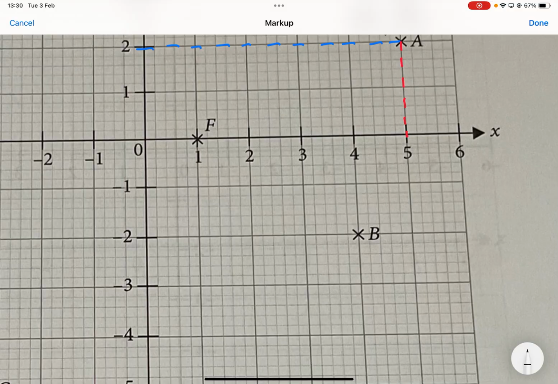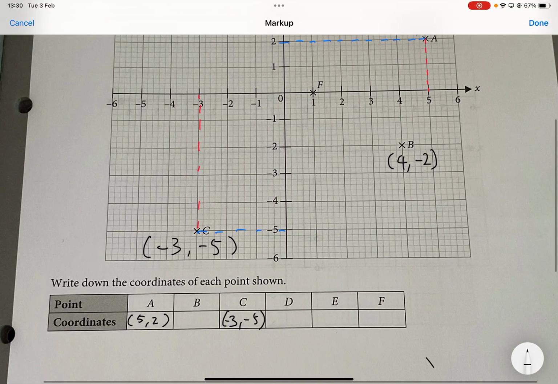So if I want the coordinate of B, I check the left and right, which is 4. So I can write down 4. Then for the up and down, I need to see the vertical. So for B, the vertical is -2. So B is (4, -2).